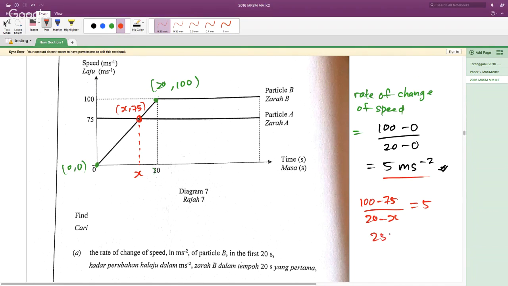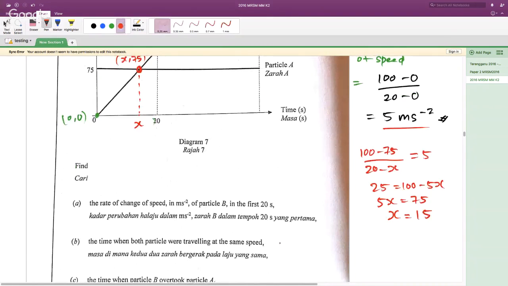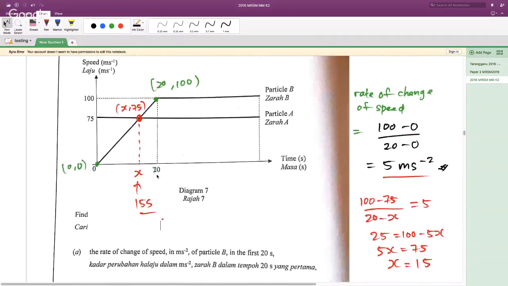So therefore 25 equals 100 minus 5x. So 5x is equal to 75. x is just equal to 15. So they asked us at what time, so I know it's at the 15 second, because x over here is actually 15 seconds. All right, so you must get the idea. You can always use the gradient to do this because the gradient is a constant value. So you must get this idea.